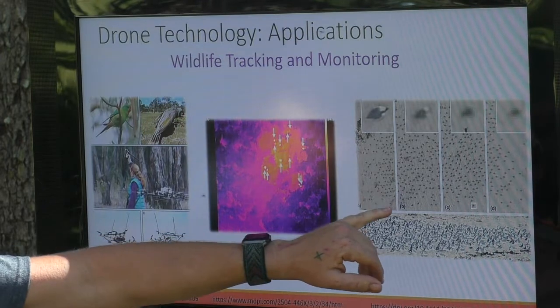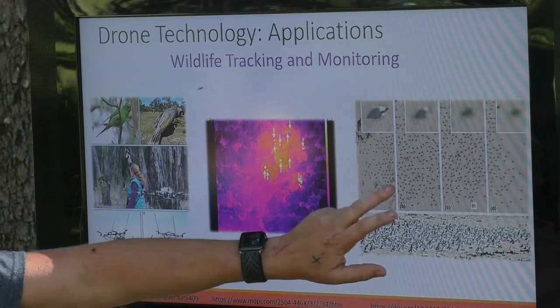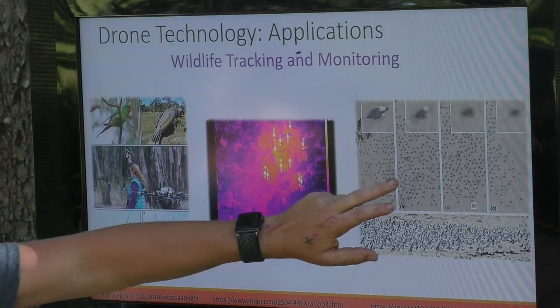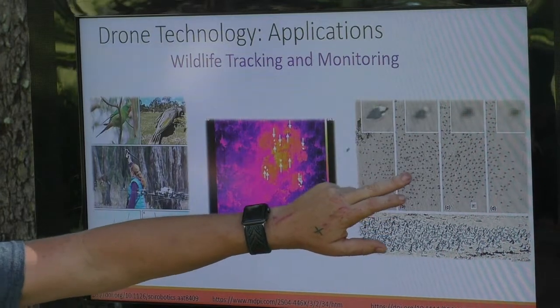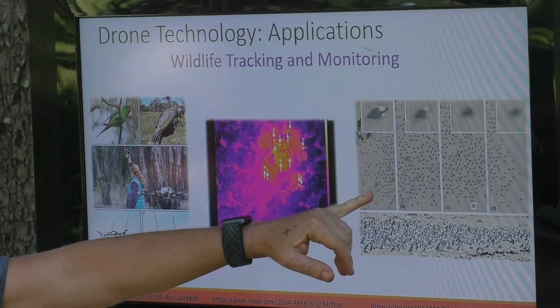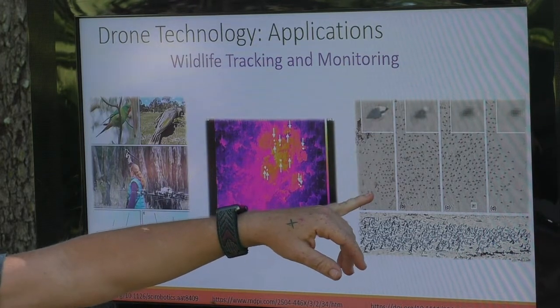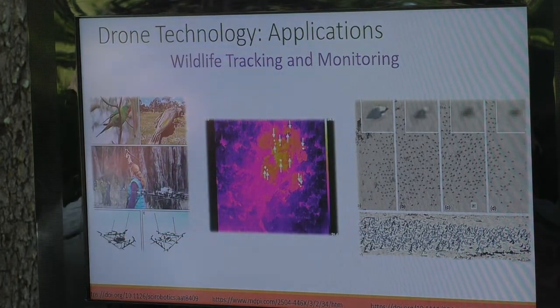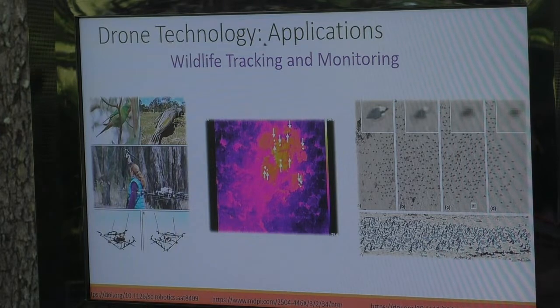And then there's also just basic 2D mapping to identify abundance or counts of animals. So I think about a bunch of white birds on the ground. A lot easier and more accurate to do it with a drone and count them. So great egrets or wood storks here.